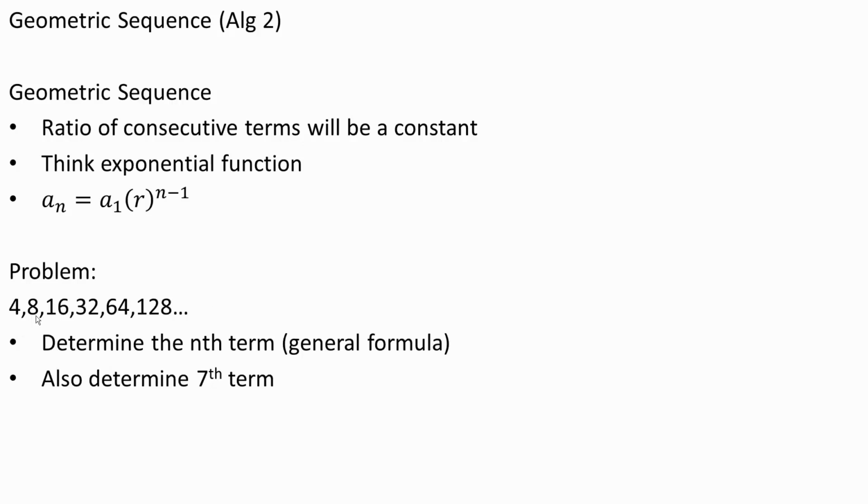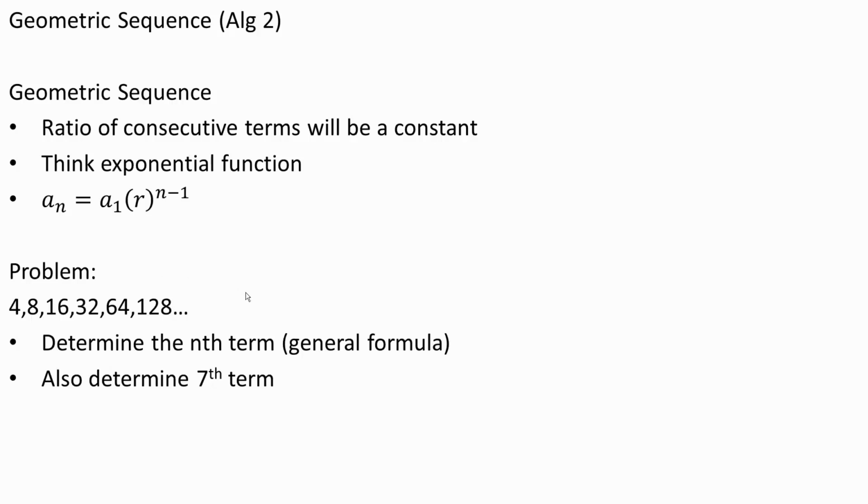So I know this sequence right here is a geometric sequence, and we can verify this first line. Ratio of consecutive terms will be a constant. 8 divided by 4 is 2. 16 divided by 8 is 2. 32 divided by 16 is 2. 64 divided by 32 is 2. And 128 divided by 64 is 2.